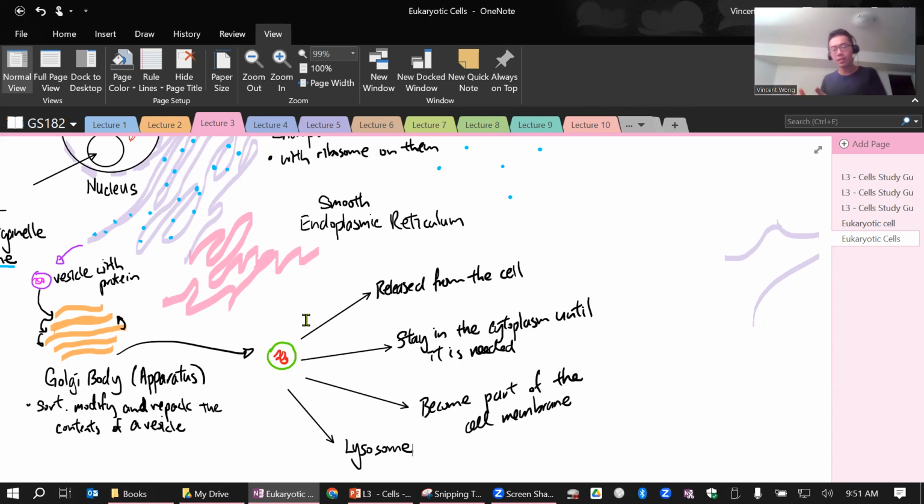What's going to happen to this vesicle? You can release it from the cell right away if you need it. You can store it for later use, right? It could go to the cell membrane and become part of the cell membrane, or it could become another kind of organelle called a lysosome. Do we have any questions?